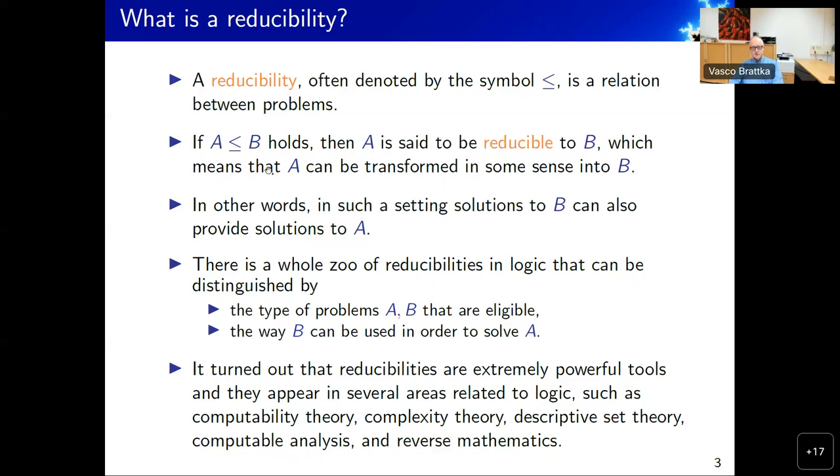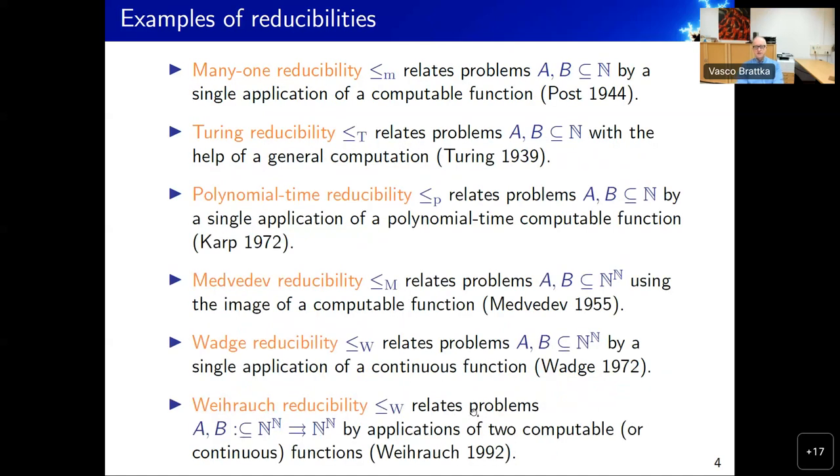Such reducibilities have been used in many different areas of logic. Perhaps it started in computability theory, but then it was also very early on present in complexity theory, in descriptive set theory, in computable analysis, reverse mathematics, just to name a few areas of logic where these reducibilities actually appear. So here is a list of some examples of such reducibilities.